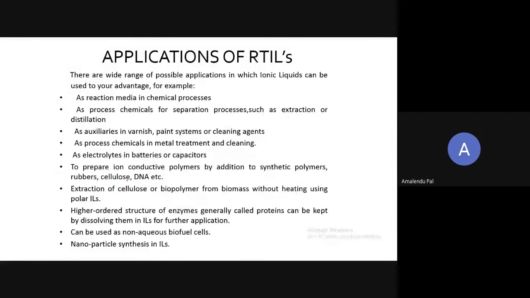Some of the things are very difficult. This is a first subject. This is a wide range of possible applications in which ionic liquid can be used to our advantage. For example, as reaction media, it is common in chemical processes. The chemical separation process. Separation process means I'm telling it is a separation technology. Big technology is going on by using ionic liquid.